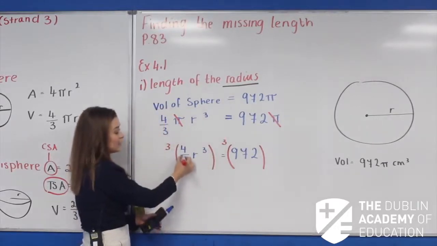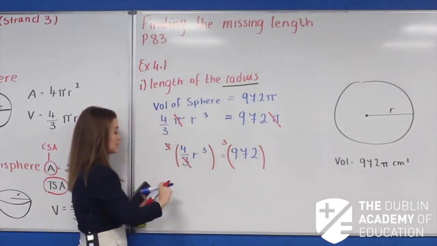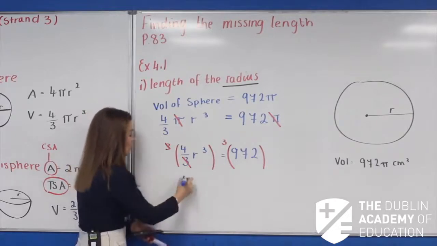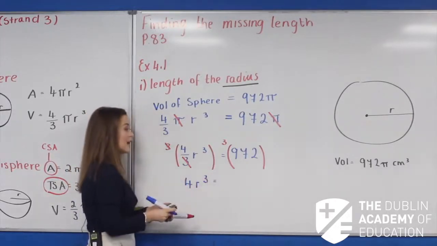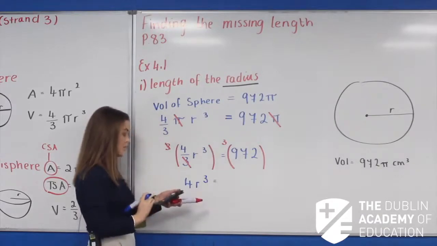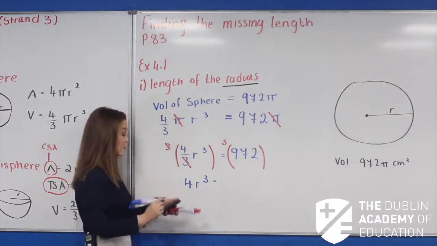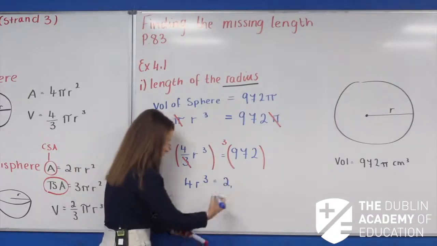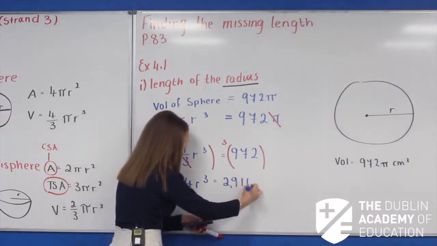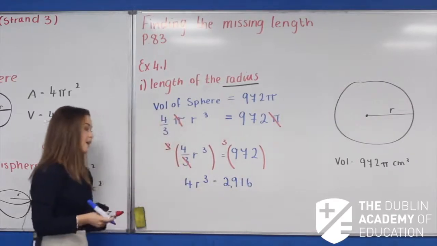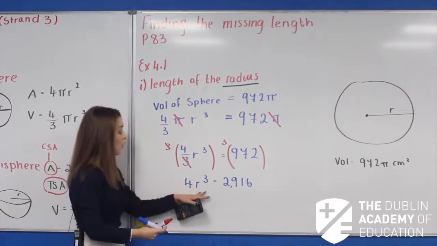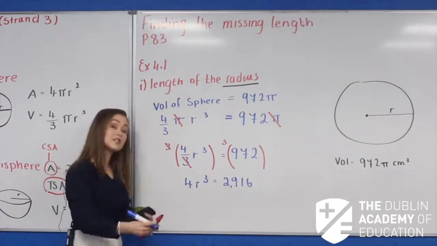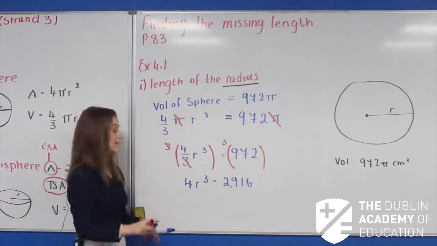So here on the left-hand side, 3 into 3 will go once. I'll be left with 4 r cubed equals, and I'm just going to pop into my calculator 3 times 972, and I'm going to get out 2,916. Now, my next step, I have 4 r cubed. I want to get rid of that 4.